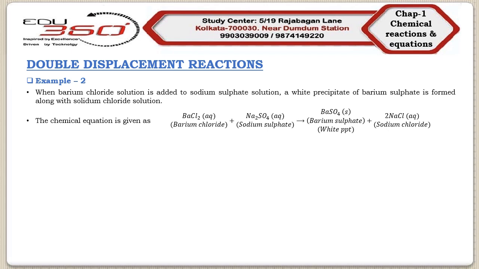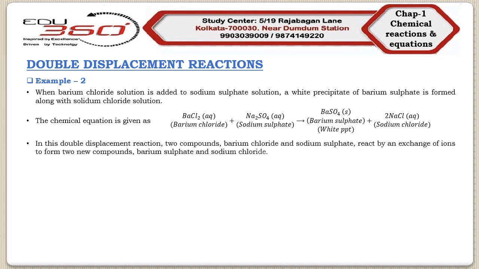So we can say that in this double displacement reaction, the two compounds, barium chloride and sodium sulfate, are reacting with each other to form barium sulfate and sodium chloride with the exchange of ions. Now let us consider the reaction between the ions. We can say that in this case there will be a reaction between barium ions and sulfate ions, as well as a reaction between sodium ions and chloride ions.